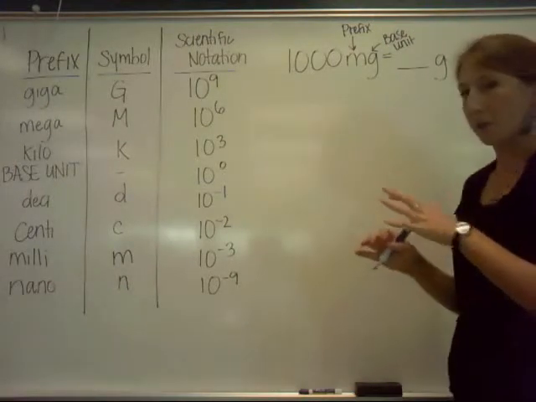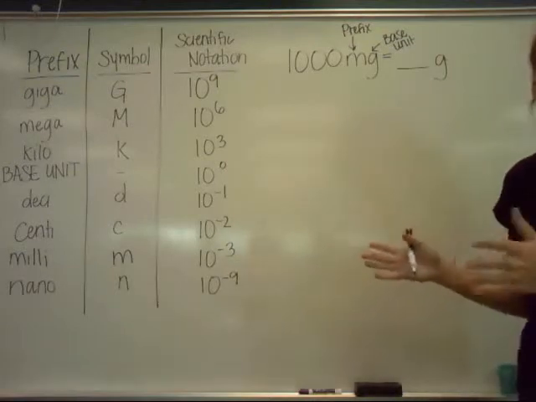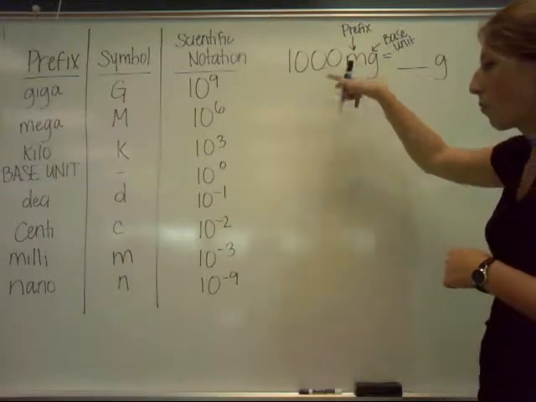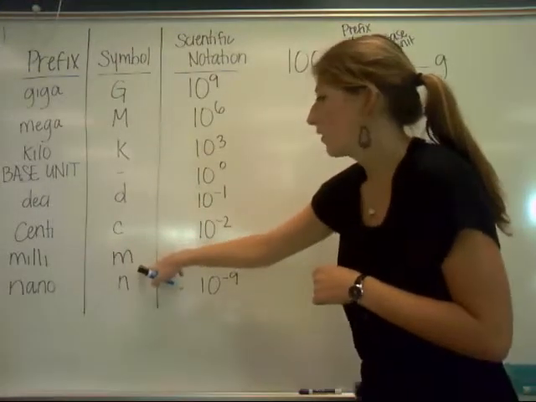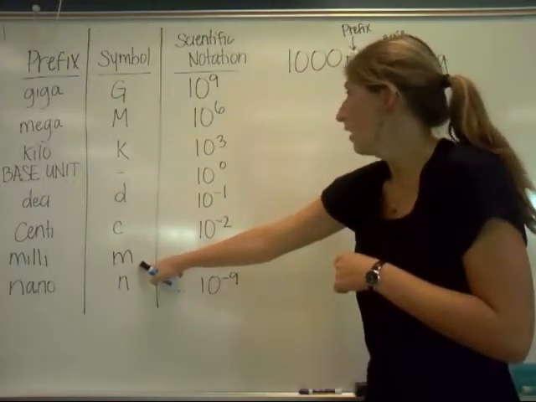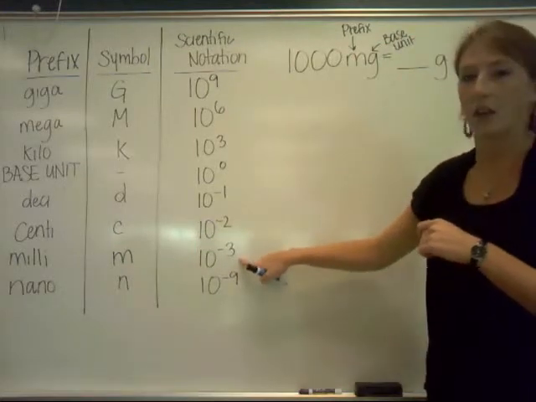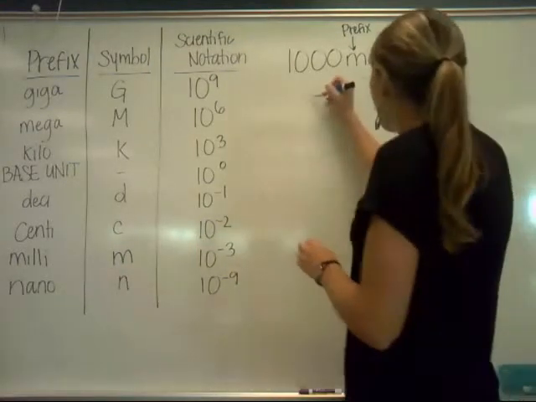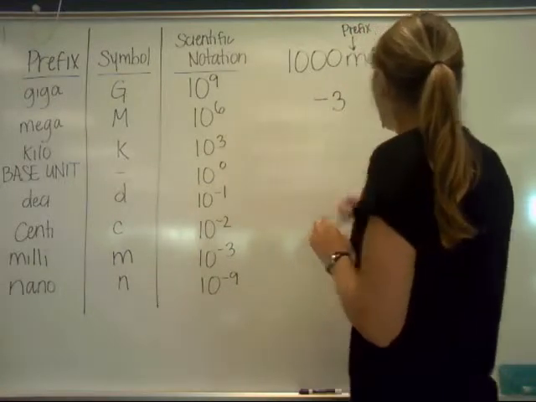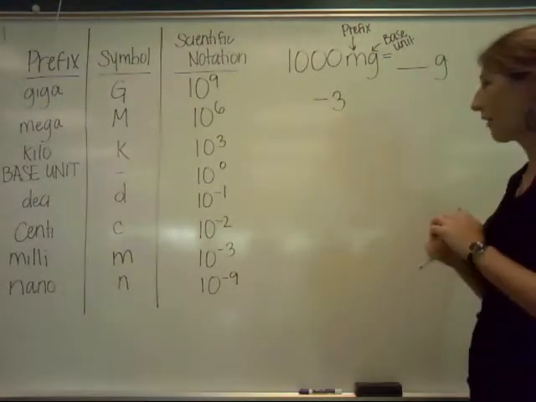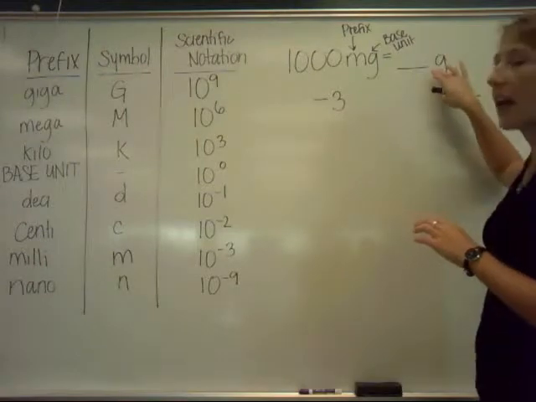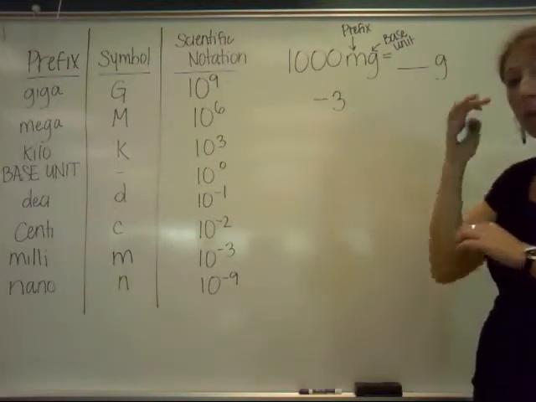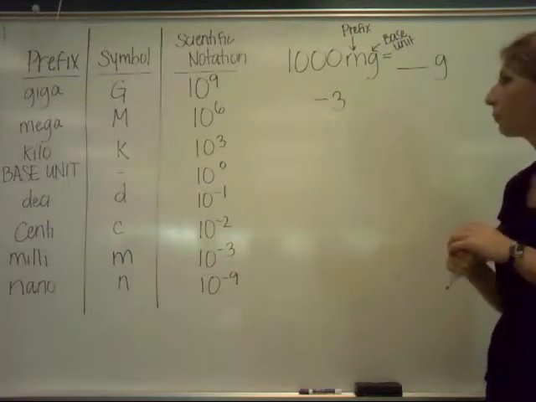Okay, now that we know what our prefix and our base unit is, we need to figure out how to do this problem. So, I'm going to look at my prefix. Milli is my prefix with a little m. Then I'm going to go over to it in scientific notation. It's 10 to the minus third. I'm going to put that minus third right there. That's what I already have. Now I want to get that in grams. This doesn't have a prefix. What do I do now?